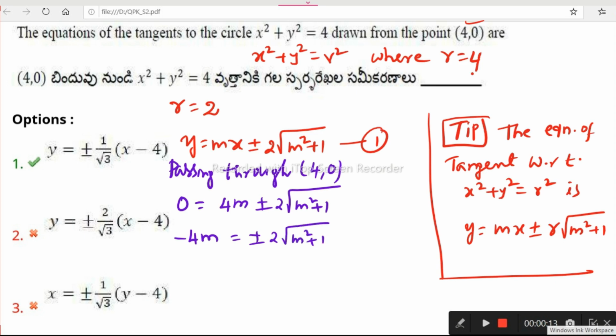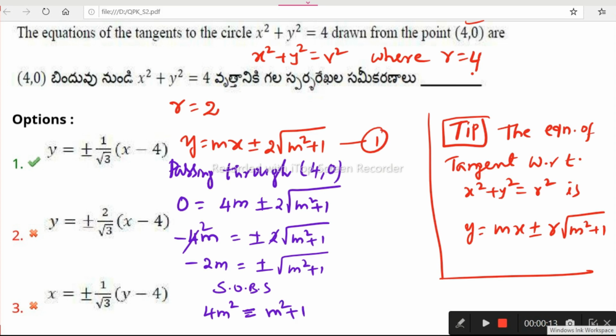Take the simplification carefully. 2 cancels 2 times. This is minus 2m equals plus or minus root over m square plus 1. Squaring on both sides, 2m whole square with minus is 4m square, equals under the square root, the minus or plus becomes plus only, and here we get m square plus 1, right? m square plus 1.